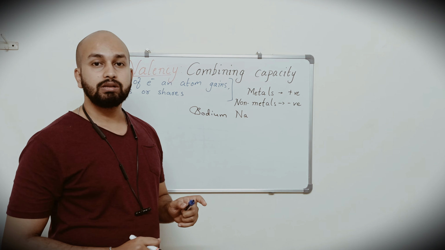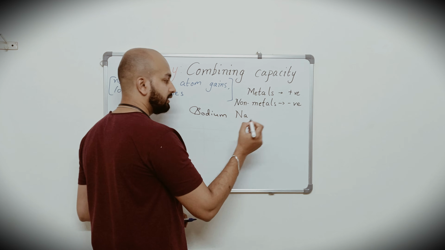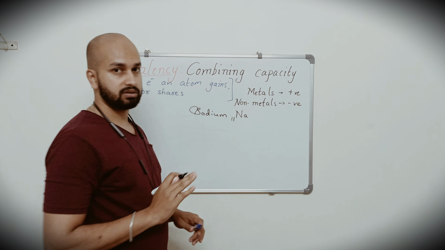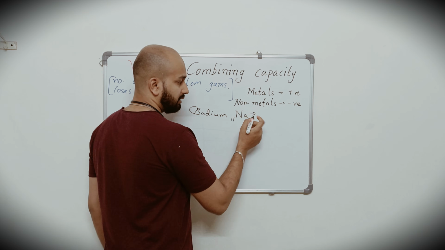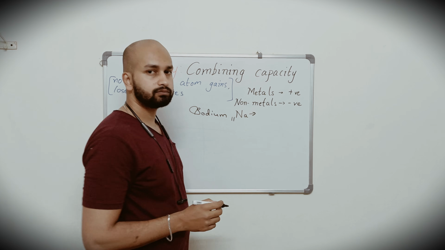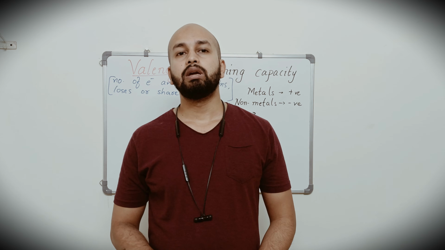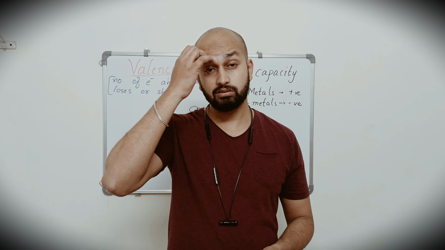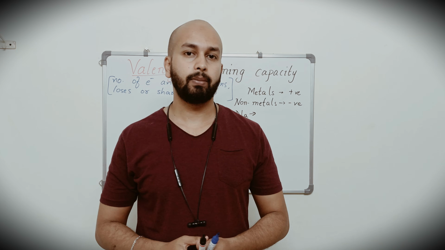Now, what is the atomic number of this? It is 11, which is written here on the left-hand side as a subscript. What does the atomic number tell about a particular atom? It tells you how many protons it has. Now, what are protons? Protons are positively charged particles.